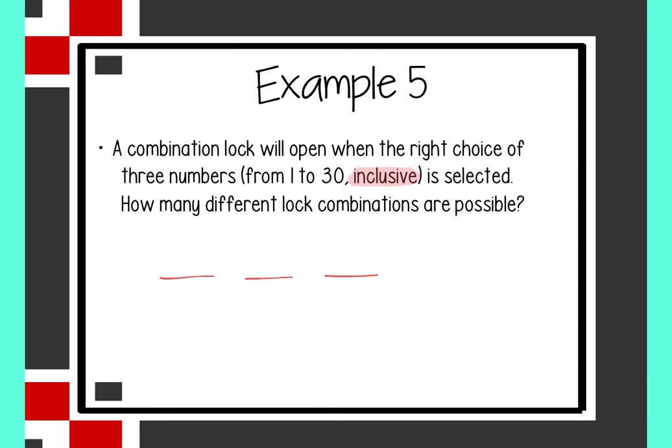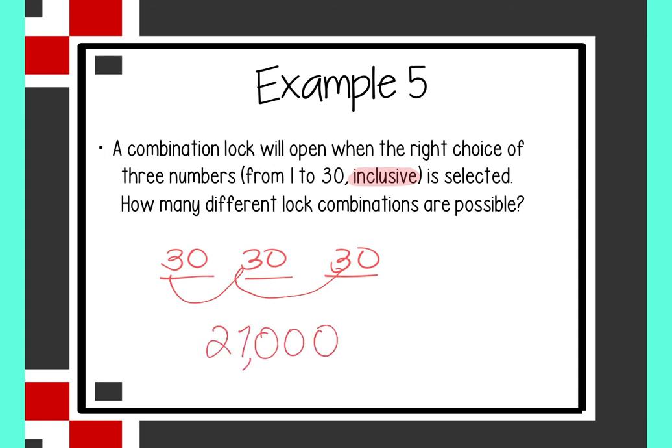So how many options the first time? How many number options are there from 1 to 30? 30. Did it say a number can't repeat? No, which means there are how many options the next time? 30. Which means there are how many options the next time? 30. Let's try that again. 3 times 3 times 3 is 27, and then 3 zeros. So there are 27,000 possibilities when you can pull from 30, 30, 30.